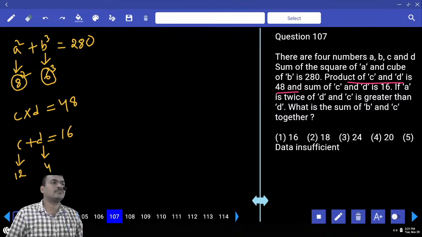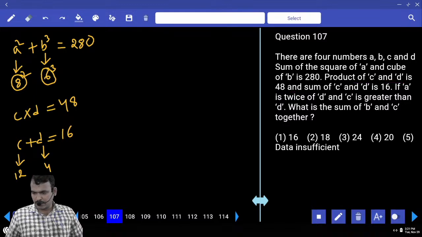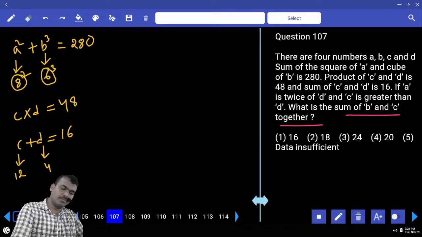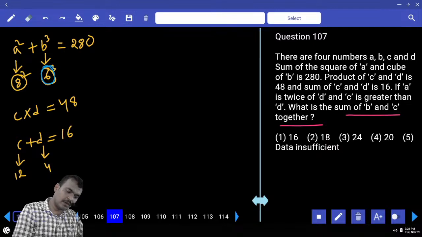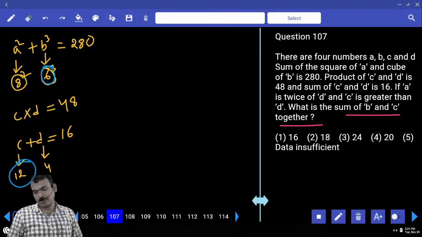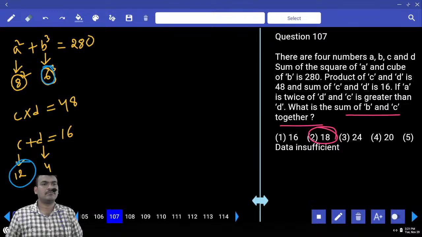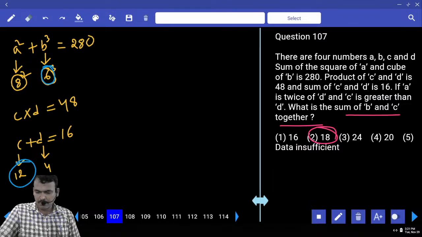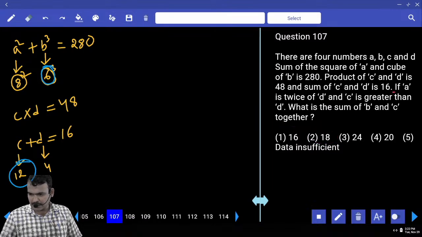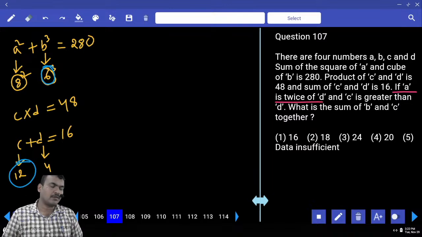12 plus 4 is 16. 12 into 4 is 48. What is the question here? Sum of B and C. What is the B value? 6. What is the C value? 12. 6 plus 12 is 18. Answer 18. If anyone has confusion, what is the second condition here? A is twice of which one? D. Satisfied or not?